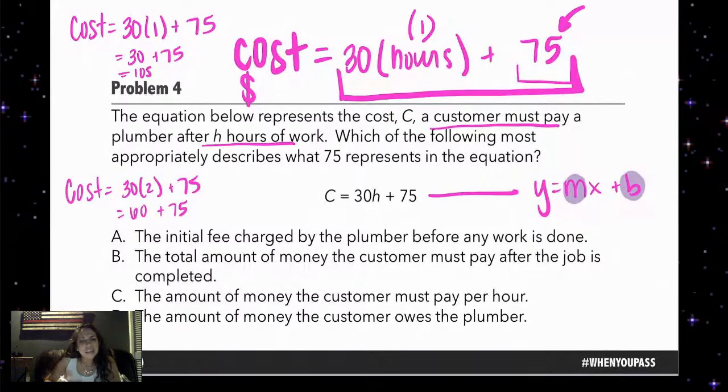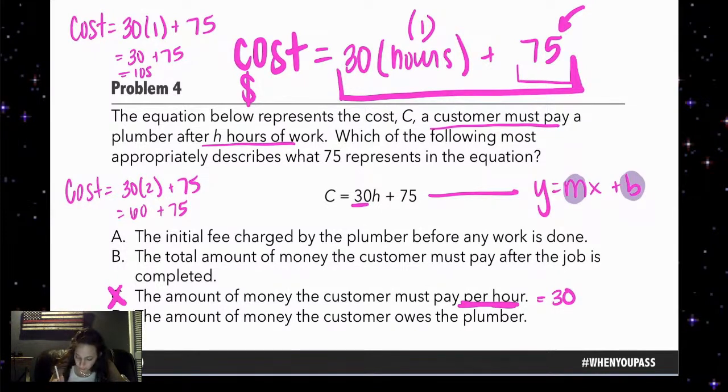So what is that $75? Is that how much we're paying per hour? No. Per hour means I'm multiplying it times a number. That's what per means. Per hour, per mile, per minute, per whatever means I'm going to multiply something by that number. So the amount per hour is going to be 30, not 75.